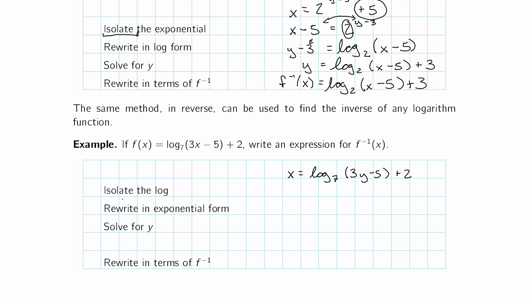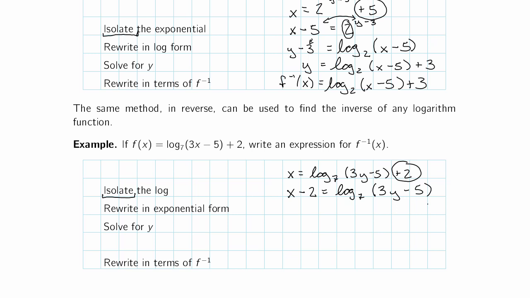And now the first thing we want to do is isolate the log. The log is now our core function here. So we need to get rid of this plus 2. We'll subtract 2 from both sides. x minus 2 is the log base 7 of 3y minus 5.